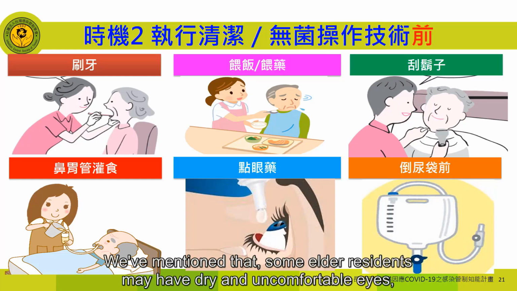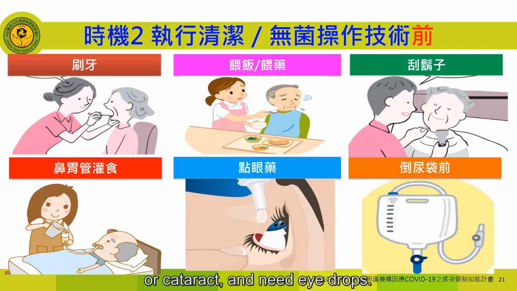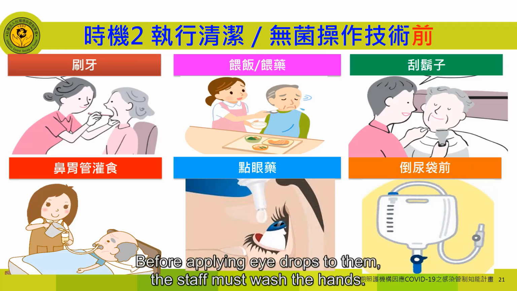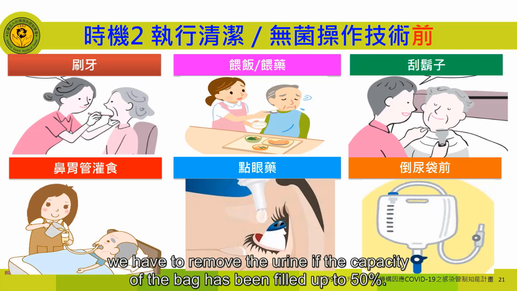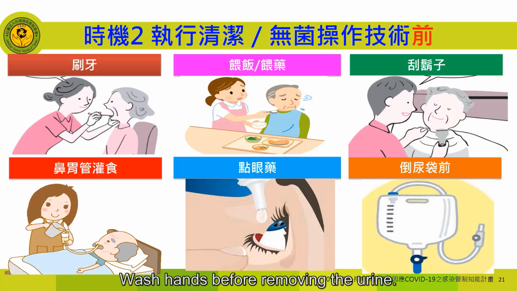We've mentioned that some elder residents may have dry and uncomfortable eyes or cataract and need eye drops. Before applying eye drops to them, the staff must wash the hands, and for the residents using urine drainage bags and also the urinary catheter connected to drainage bags, we have to remove the urine if the capacity of the bag has been filled up to 50%. Wash hands before removing the urine. These are moment 2.